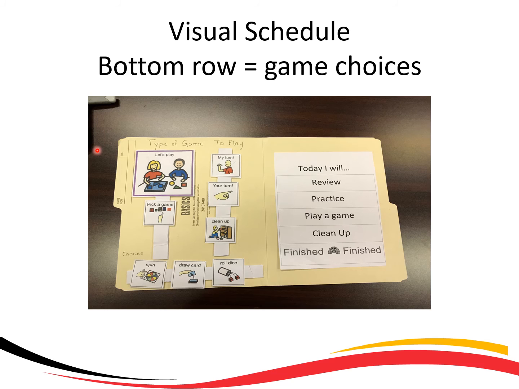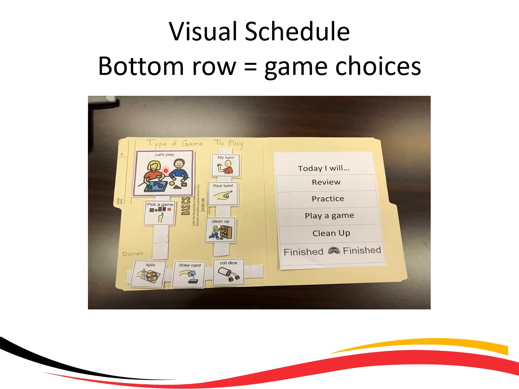So you are taking out the Let's Play cards. You're still introducing the visual schedule. You put the Let's Play card at the top of the first row. Pick a game second, and then the options for the game. The number of cards depends on the level of your student. And then once they're all out and pasted onto the velcro, you name the picture and the student points to the appropriate picture.